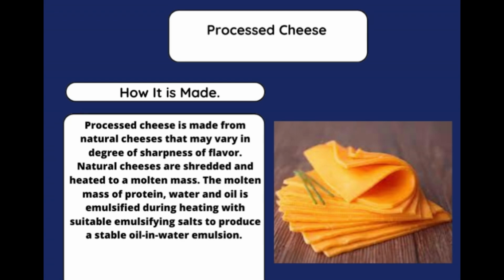Now processed cheese. It is made from natural cheese that is shredded and heated into a molten mass, in which water and oil are emulsified during heating with suitable emulsifying salts to produce a stable oil and water emulsion. That's why cheese is very oily, and that's how, when it's heated up, it gets very sticky.